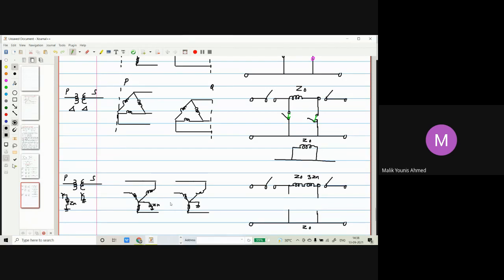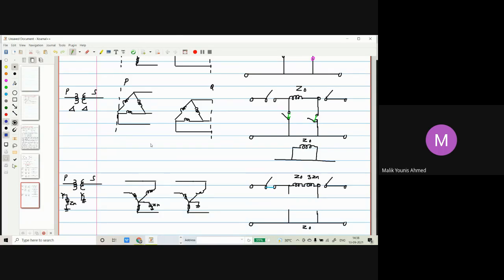Second is, first primary side is star connected neutral grounded, so primary switch is different. This is again neutral grounded, although this is reactance grounded, but still it is neutral grounded. So this switch will be closed. This switch will be closed.